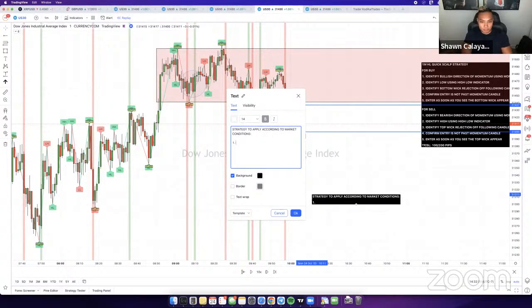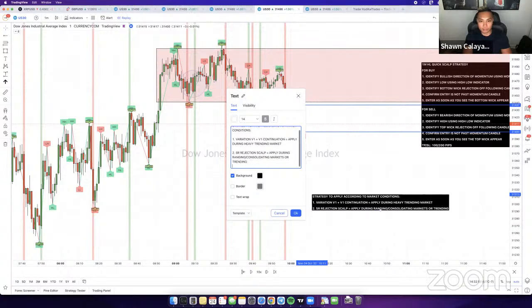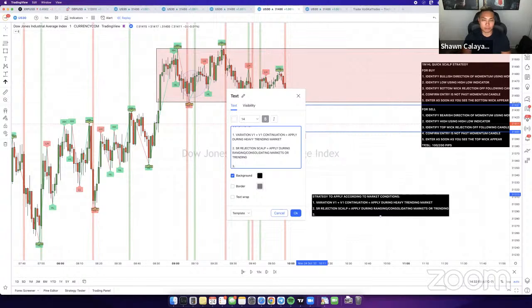So for one, variation V1 plus V1 continuation apply during heavy trending markets, right? For 2, the SR rejection scalp applies during ranging, consolidating markets or trending. So the SR rejection scalp can pretty much be used in all markets. The entries just don't come up as often, especially if the zones are so far. So that's why you can't really have as many entries.